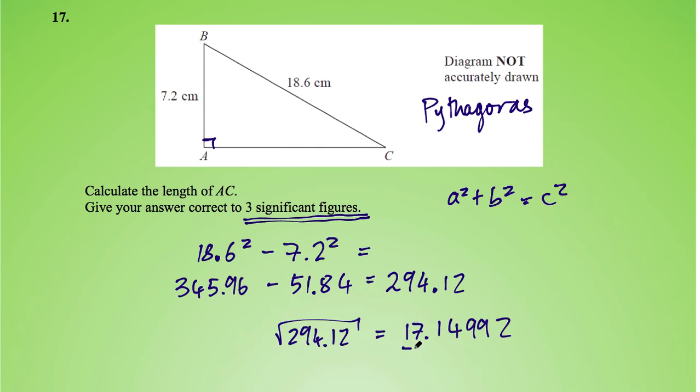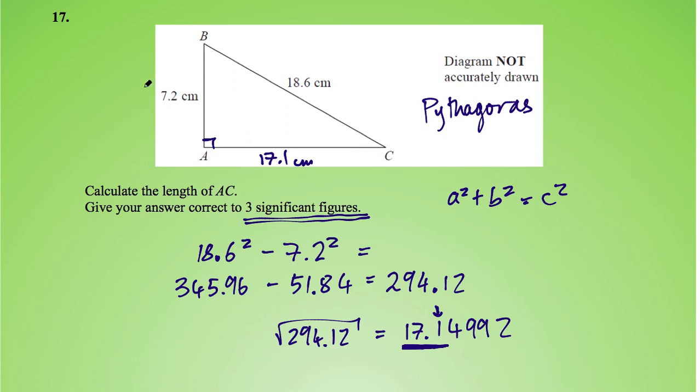So we're looking at the first 3 digits and checking whether this third digit stays the same or goes up. It's followed by a 4, so it stays the same. 17.1 centimeters. It's always worth writing that on your diagram just to make sure that it's roughly believable. So 17.1 looks about right for that. This one's longer, and that should be.